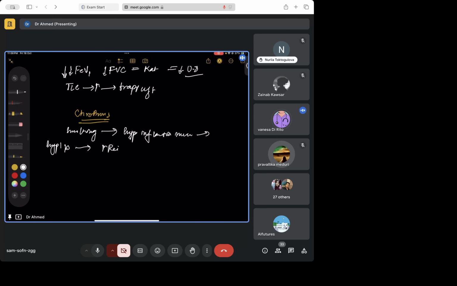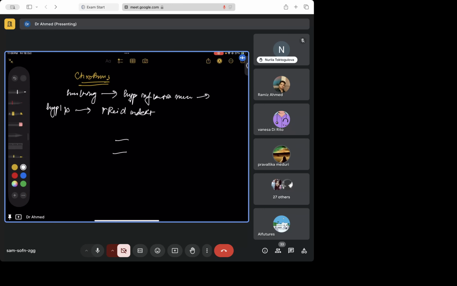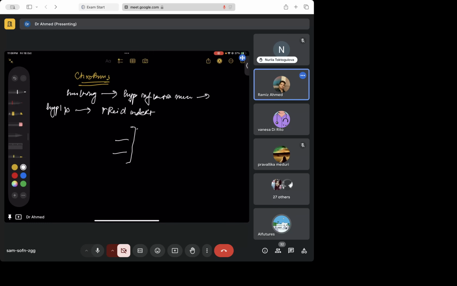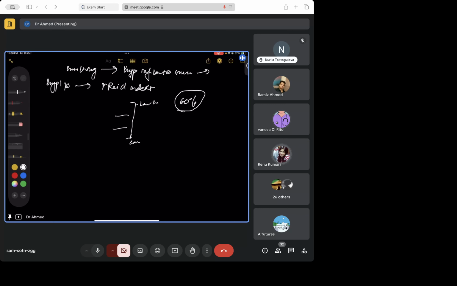What's Reid index? One of your UWorld MCQs. It is the ratio of the thickness of the submucosal mucus glands to the thickness from the epithelium to the cartilage. Okay, so Reid index is basically increased. You can see more than 50% of the overall thickness occupied by these glands.